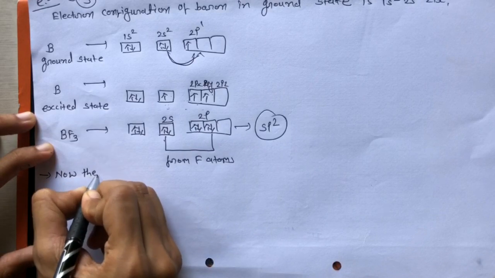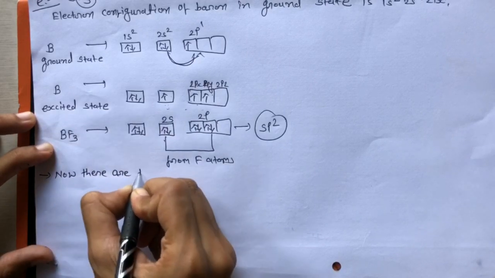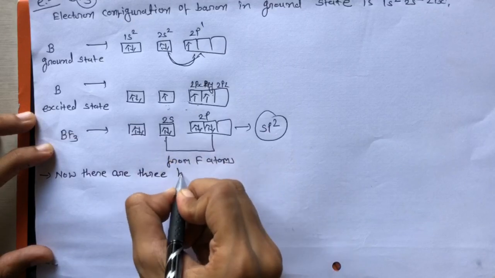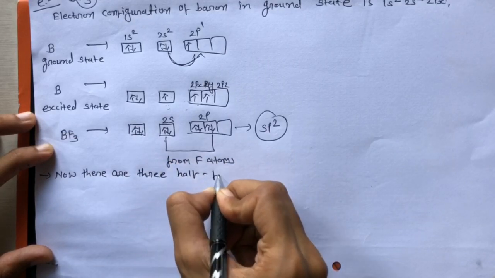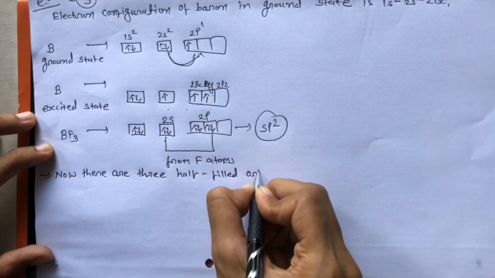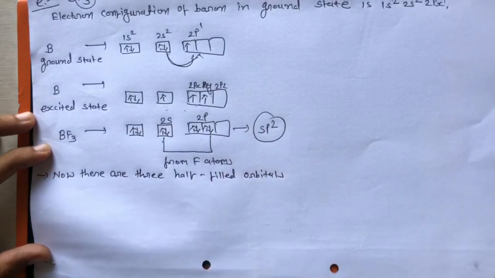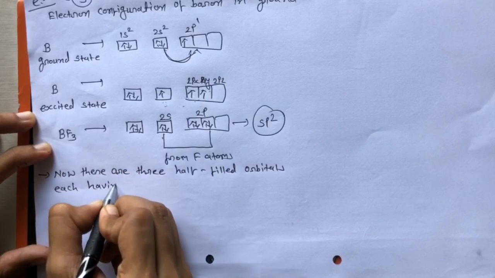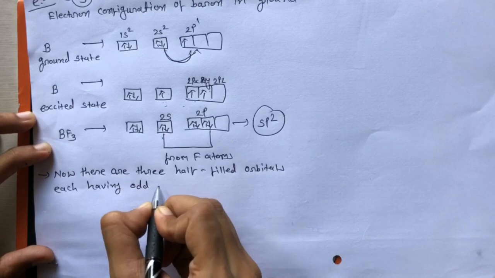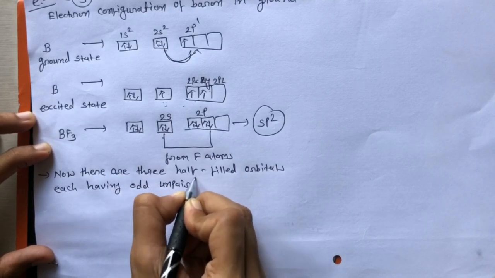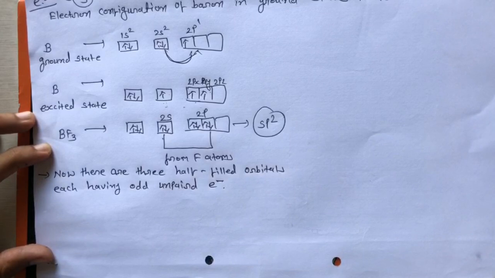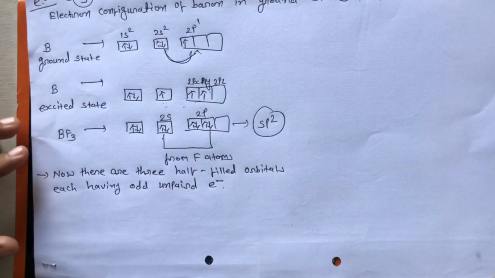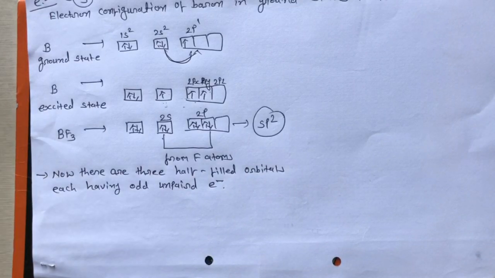Now there are 3 half-filled orbitals, right, and each having an odd unpaired electron, but they belong to different orbitals, and to get equivalent bonds these 3 orbitals hybridize to form new equivalent hybrid orbitals.